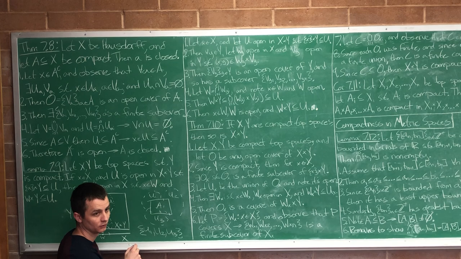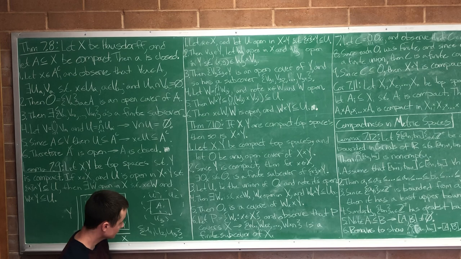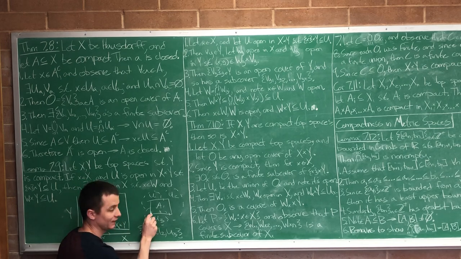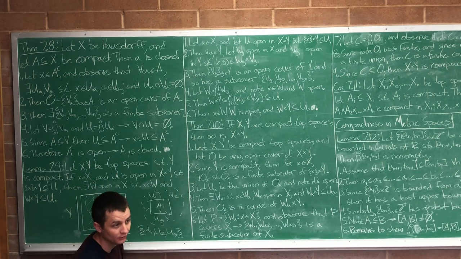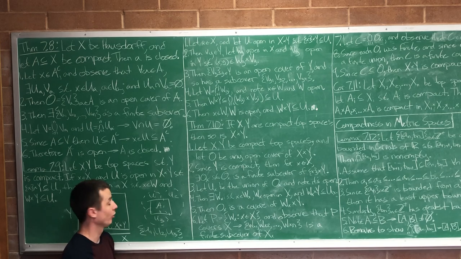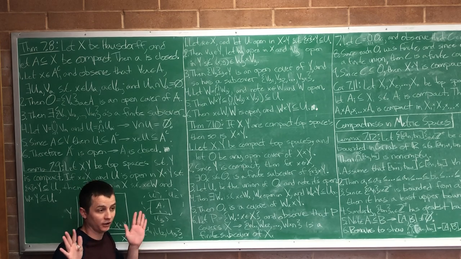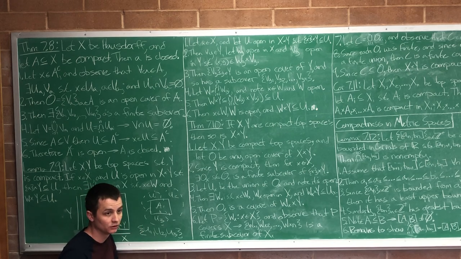Why do you care whether it's finite or not? Well, I'm just pointing out it's finite. Okay. So this is a finite open cover of A. With me? Okay. What did it mean for the set A to be compact? It meant that for any open cover of A you can conceive of, it has a finite subcover.